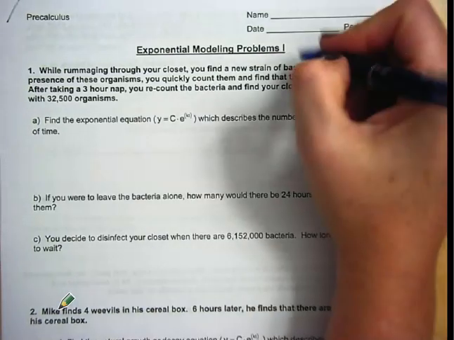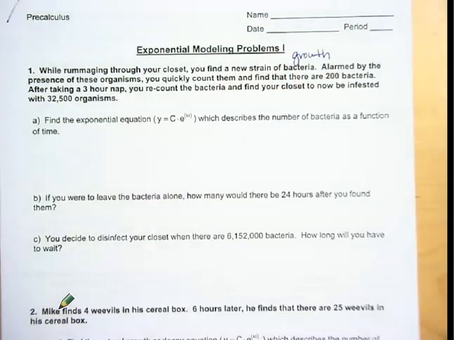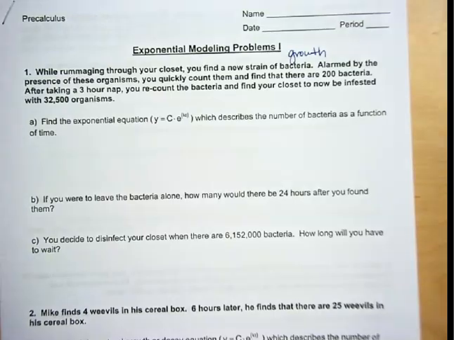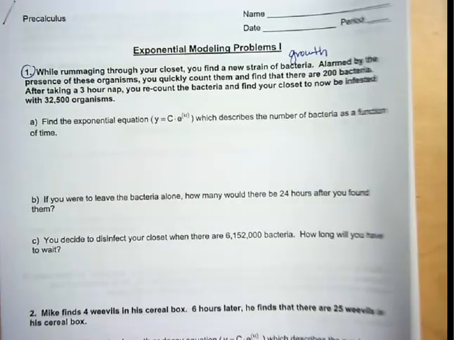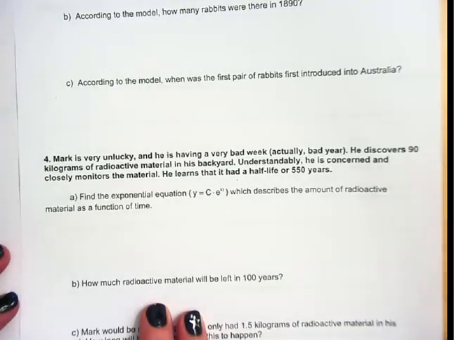are all what we call growth problems. So the situations are where something is growing rapidly at an exponential rate. So I'm going to do number 1 as a model for you, and then leave you to do 2 and 3 on your own. And then 4 and 5 are what we call exponential decay problems.